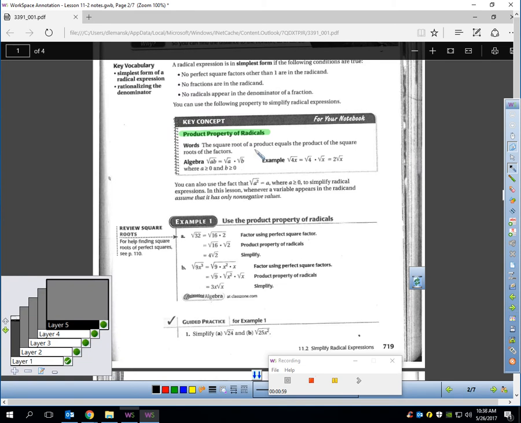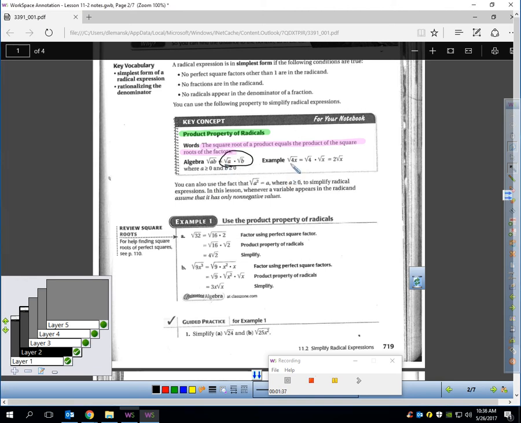Now there's a key property we're going to have to use, actually 2 key properties. Here's the first. This is the first that will help us accomplish these 3 things. It's called the product property of radicals. What it says is the square root of a product equals the product of the square roots of the factors. Now you might be like, that's confusing. Okay, it's a pretty simple property. What it says is if you have a radical, you can take those factors and break them into separate radicals like you see here.